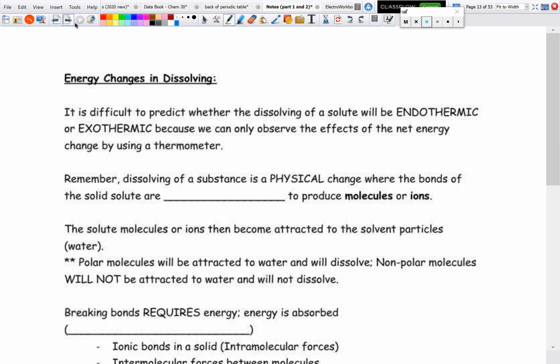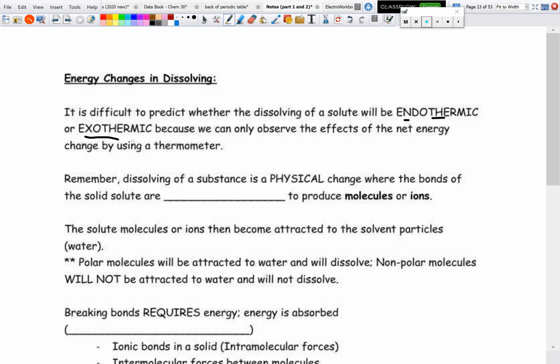Now, the next little topic that we're going to be looking at is energy changes while dissolving. So whenever there is a change of something, whether you're going from a liquid to a solid, or a solid to a liquid, in this case, if we're starting with solid ionic compounds and dissolving them, changing from a solid to an aqueous, there's going to be energy changes involved, because with changes in states of matter, energy is involved.